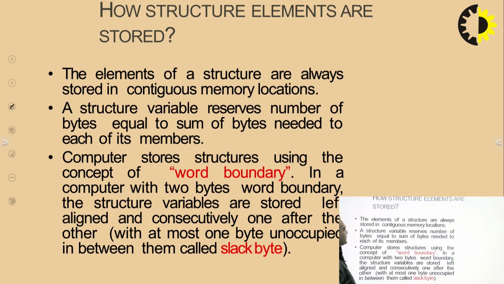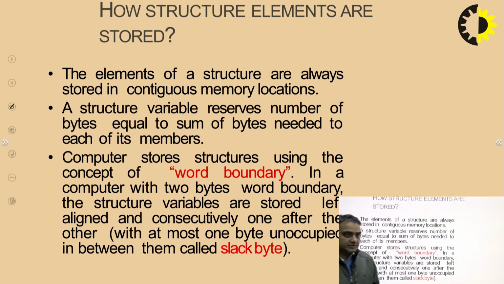How are structure elements stored? The elements of structures are always stored in contiguous memory locations. The memory allocation of a structure is the same as an array, with the main difference that in an array all the elements have the same size. If we are talking about an array of integers, then each and every element of the array has the size of 2 bytes.